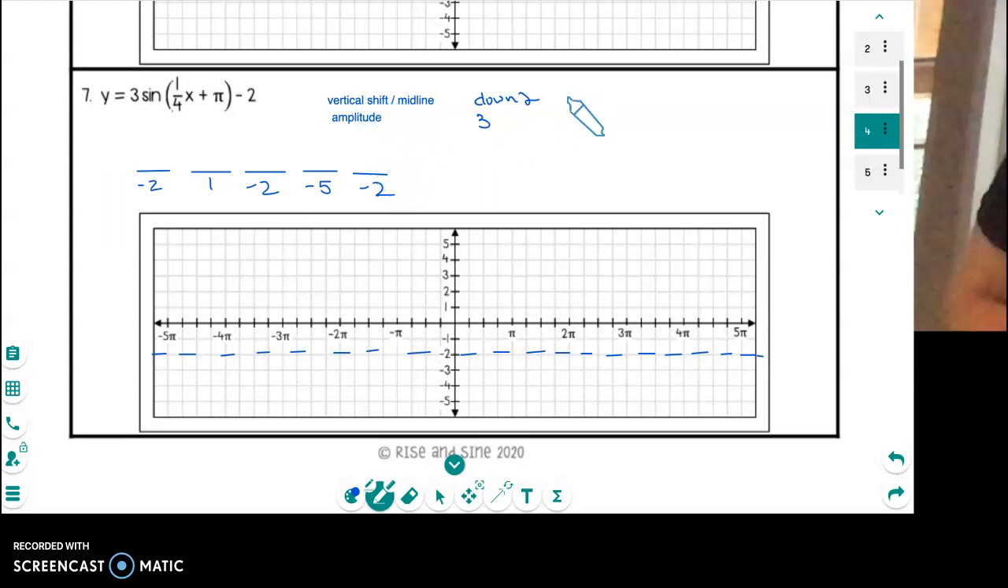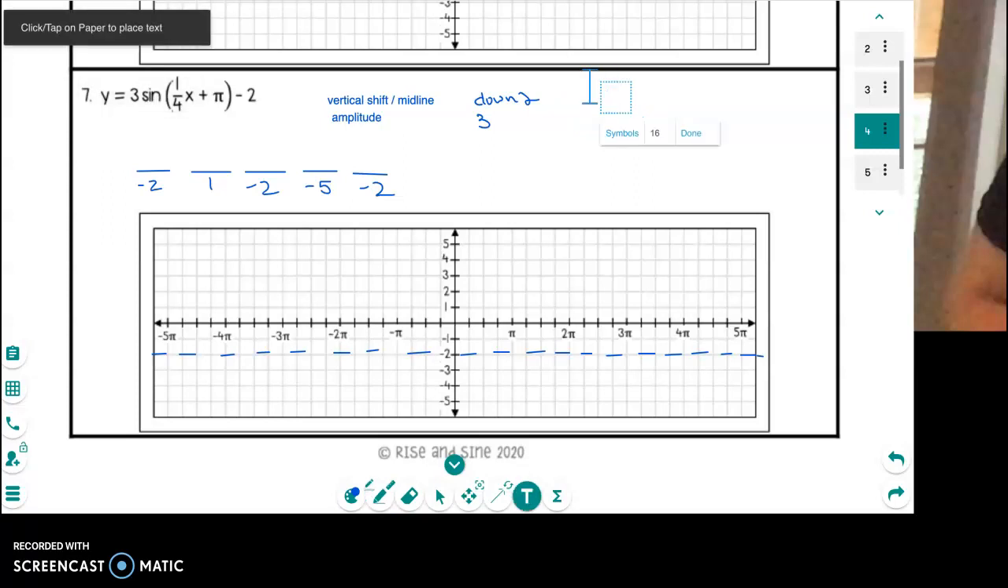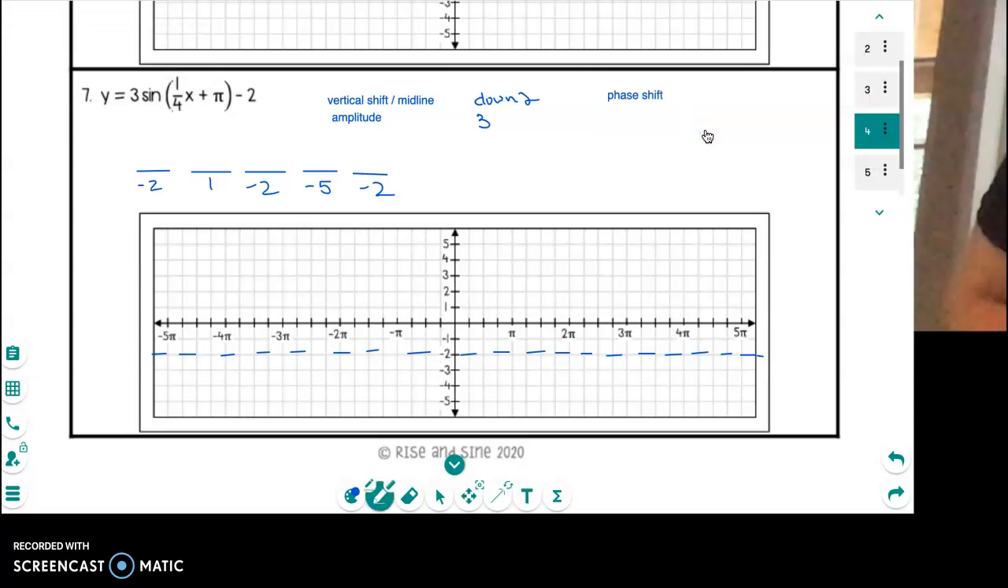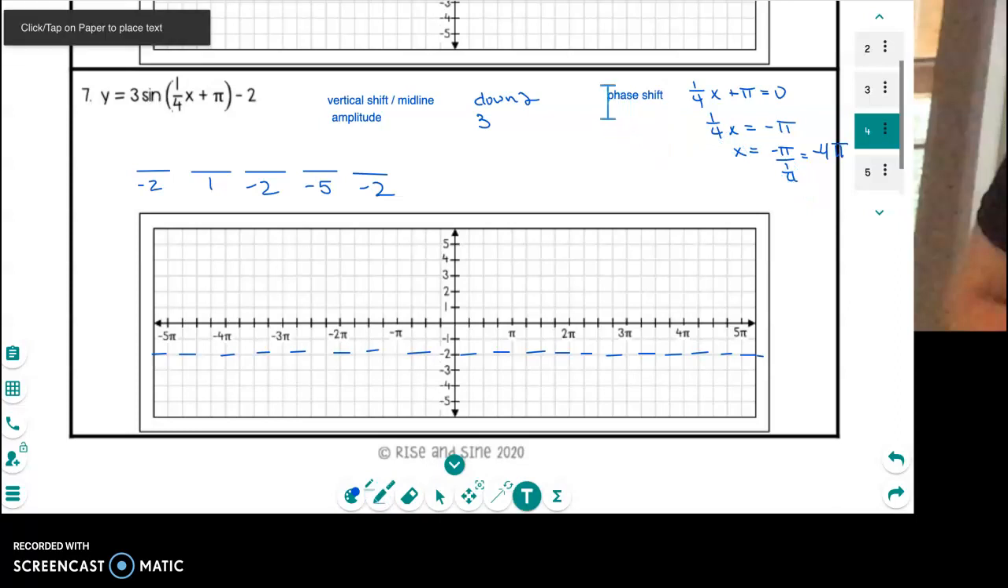Next, let's find the phase shift. For the phase shift, remember we get that by setting the factor equal to 0. So we get 1/4 x plus pi equals 0. So 1/4 x equals negative pi, and x is negative pi divided by 1/4, which is negative 4 pi. That tells you your starting point.